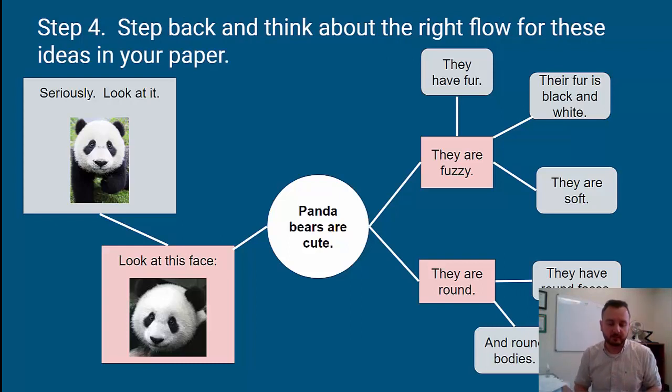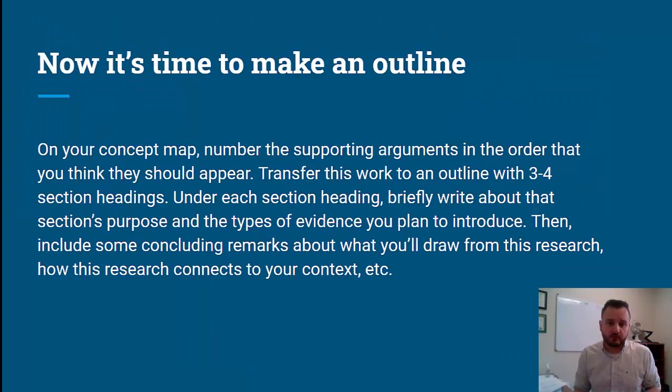Once you've got your concept map completed, you can think about the flow in your paper and the order you think it makes sense for these different reasons and arguments to appear. You can number those reasons on your concept map, and then you can convert this concept map into an outline with 3 to 4 section headings. So that takes care of a lot of the work of preparing to write a paper. Give this a try and be sure to reach out if you have any questions. Thanks and good luck.